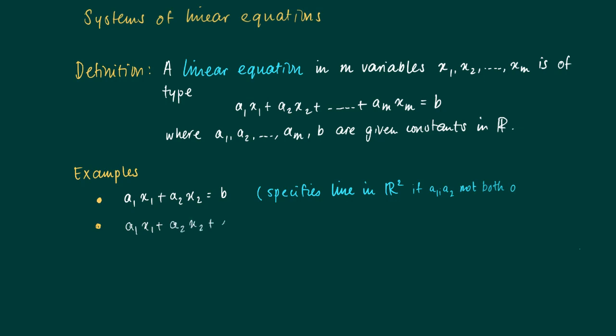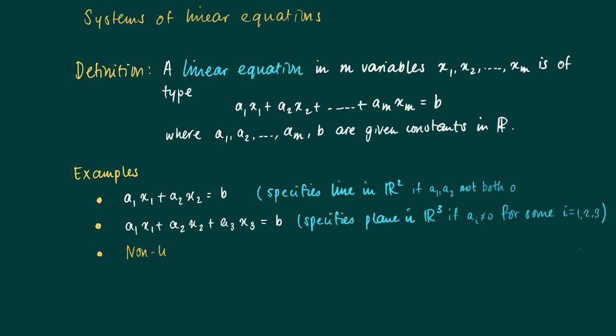a1 x1 plus a2 x2 plus a3 x3 equals some constant b defines a plane in R3, at least if a1, a2 and a3 are not 0 at the same time. Well, not all types of equations are linear. A nonlinear equation in three variables is, for instance, x1 times x2 plus x3 equals 1.